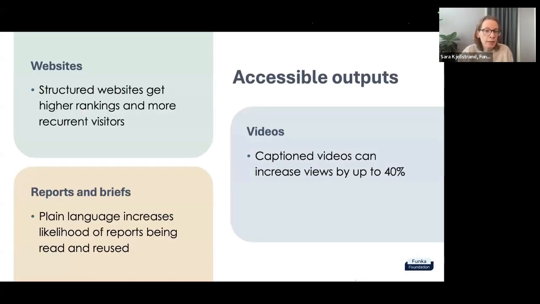Some examples of accessible outputs are the websites, of course. Almost every project has a project website. And it's not only important for people to be able to access it, but also to have it very well structured. And structured websites also have another added benefit, which is that they usually receive higher rankings. And especially you get more recurrent visitors. And that's really just common sense.